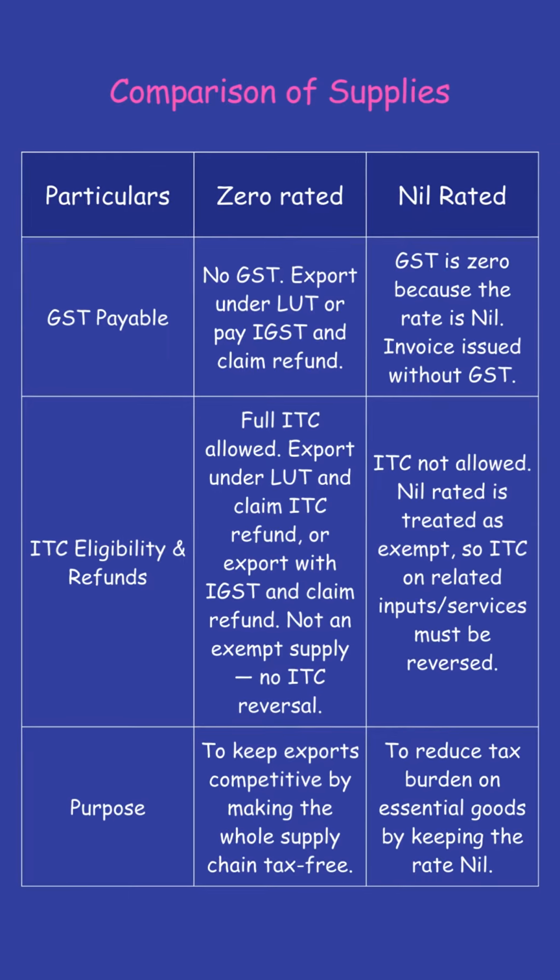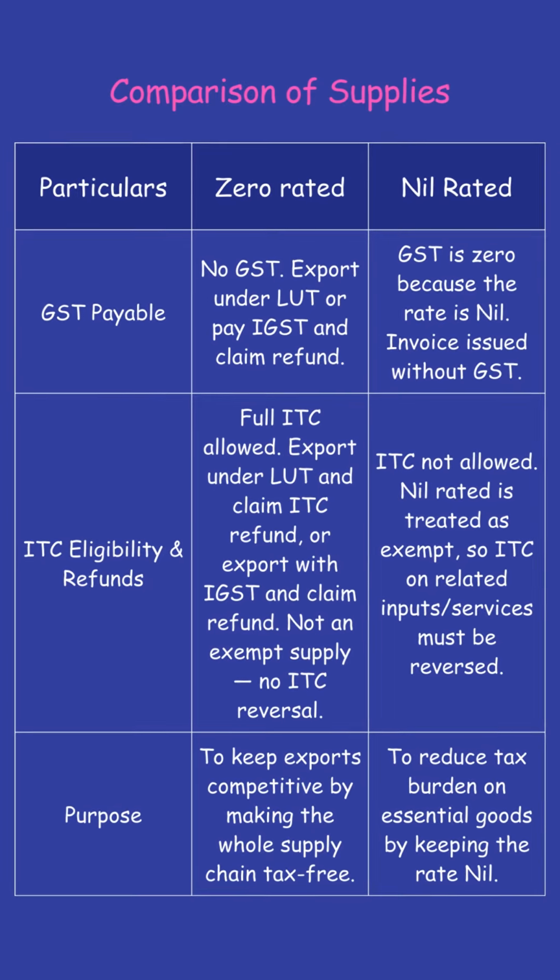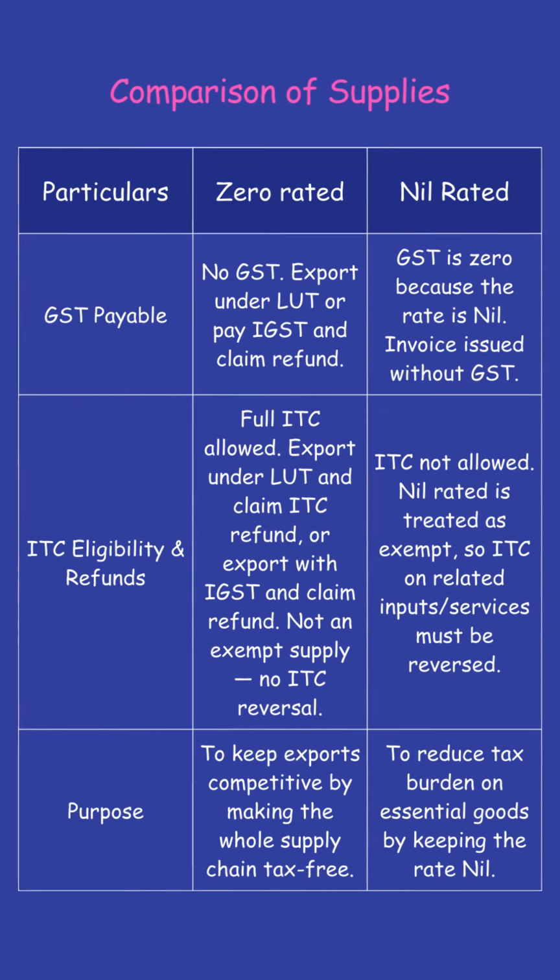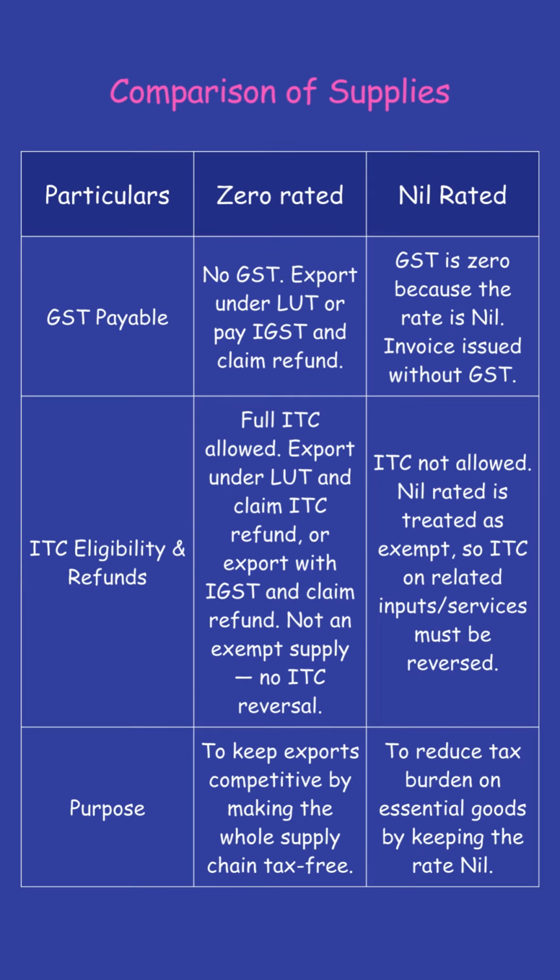First, GST payable. In case of zero rated supply, no GST is charged on the outward supply. You either export under LUT without IGST, or export with IGST and claim a refund. Whereas in case of nil rated supply, GST payable is also zero, but for a different reason. Because the notified GST rate is nil, you just issue an invoice without charging GST.